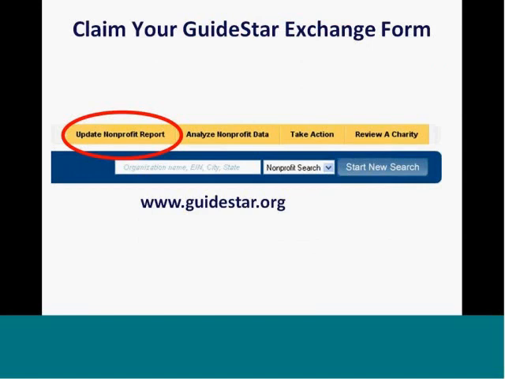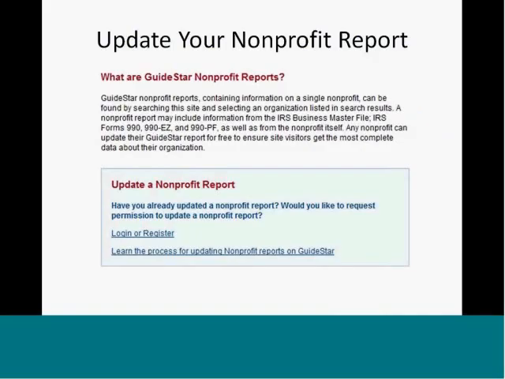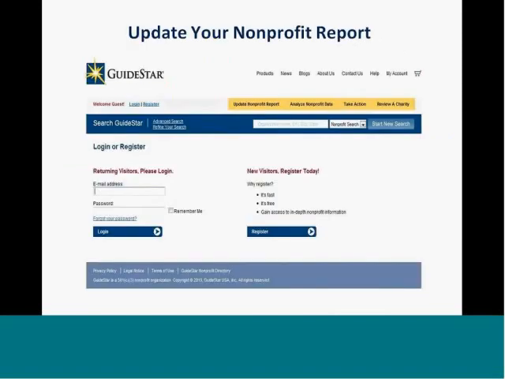If you're following along, you can go to guidestar.org and click on Update Report. We're going to go through the PowerPoint and then go to the online version. So once you click Update Nonprofit Report, if you're not logged in, you're going to see this screen. And at this point, we're going to want you to press the Login Register button. If you need to register for a username and password, please do so now. I'll do a quick walkthrough. Otherwise, you can enter your email address and password to log in.